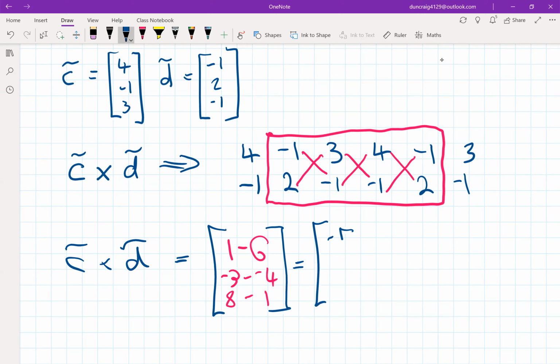1 take 6 is -5. -3 plus 4 is 1. 8 take 1 is 7. That's the cross product. Woohoo! How easy is that? All right.